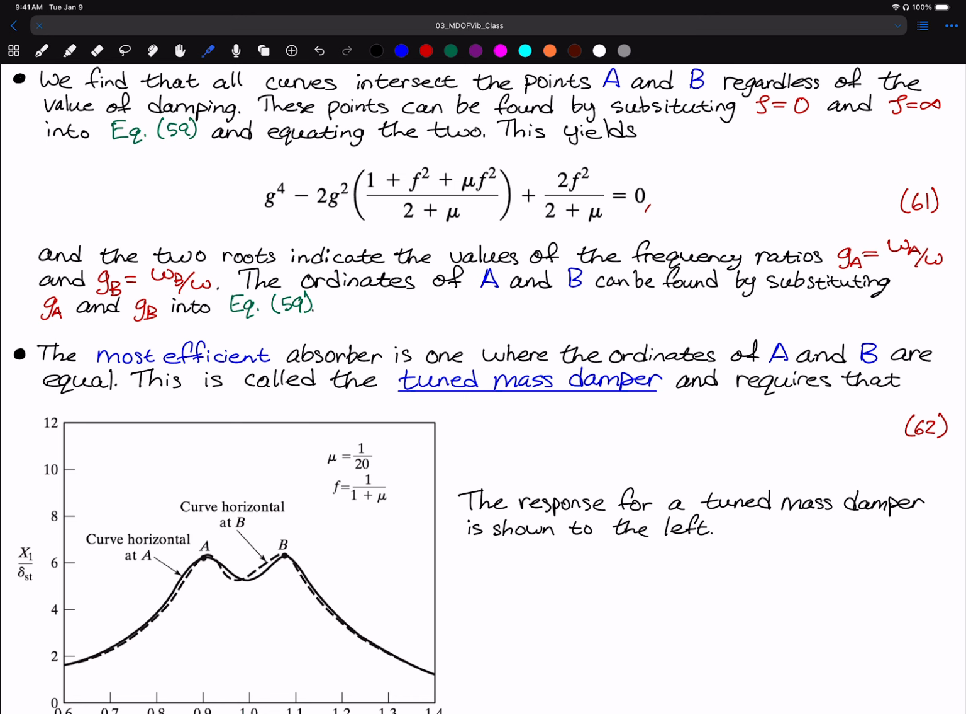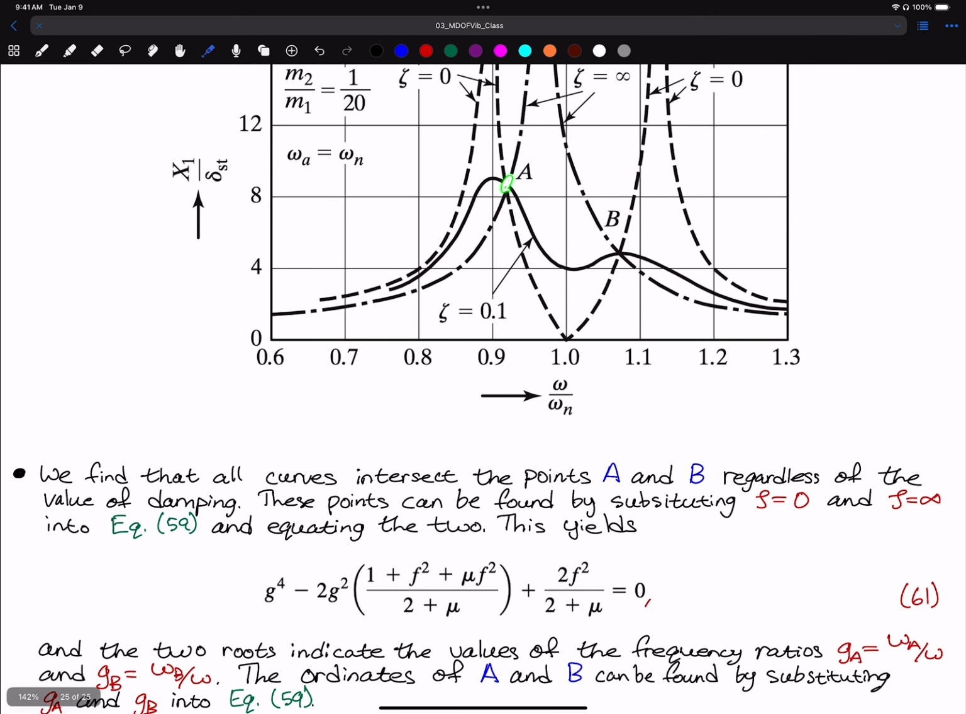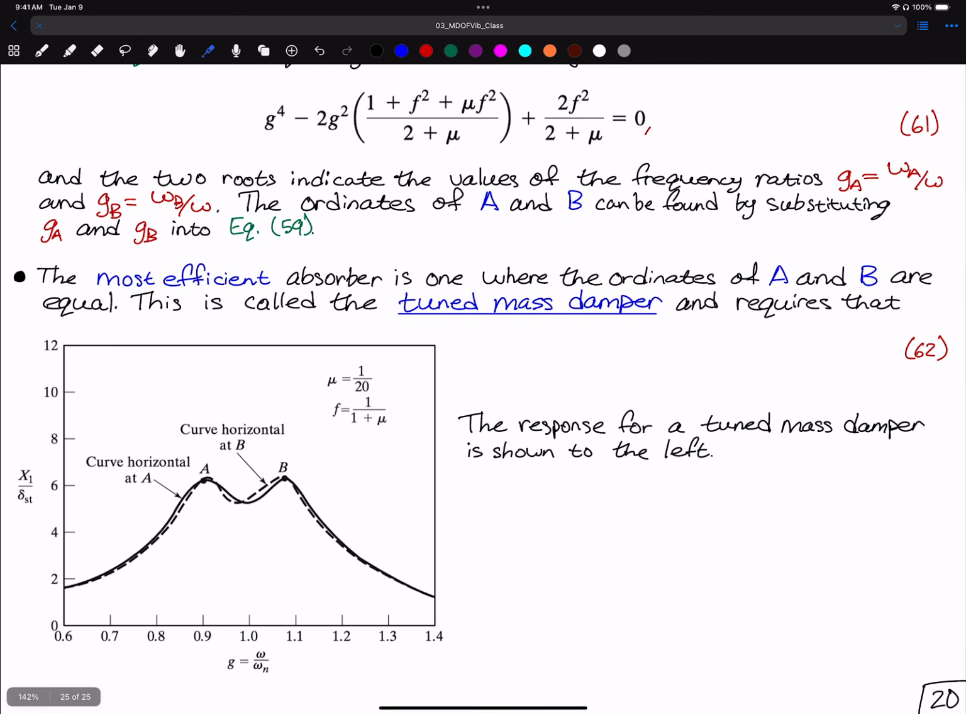So the ordinates of A and B, that's their vertical points, these points here, can be found by substituting gA and gB into equation 59. It turns out that the most efficient absorber is the one where the ordinates of A and B are equal. And this is called a tuned mass damper. On the left here, I'm showing the response for a tuned mass damper. And here we find that we are able to minimize the amplitude of these two new resonant peaks that we've introduced by adding damping to the absorber.